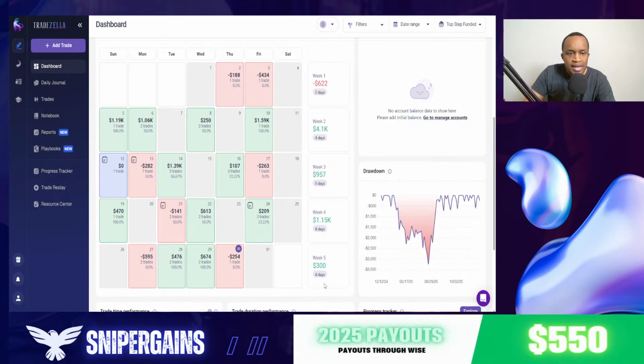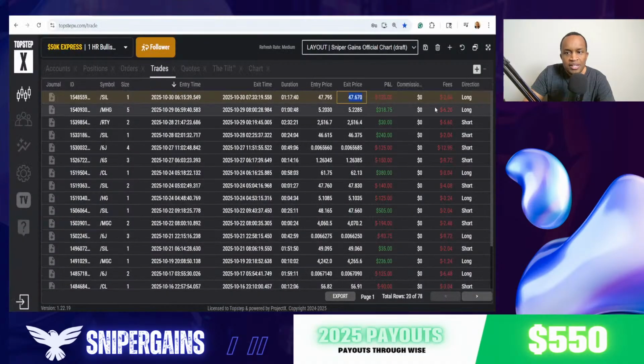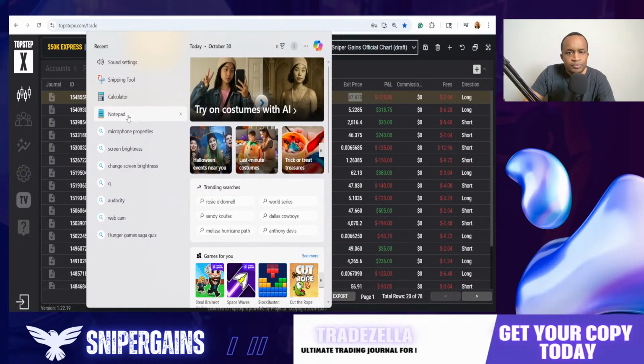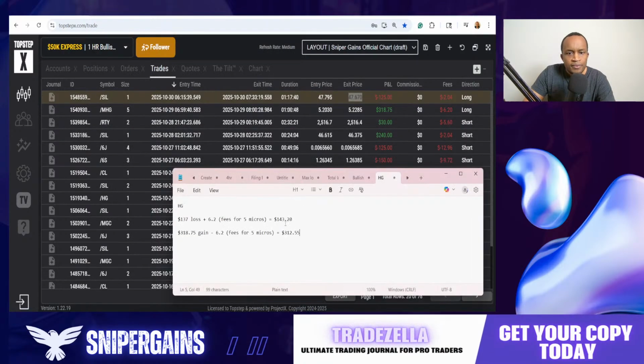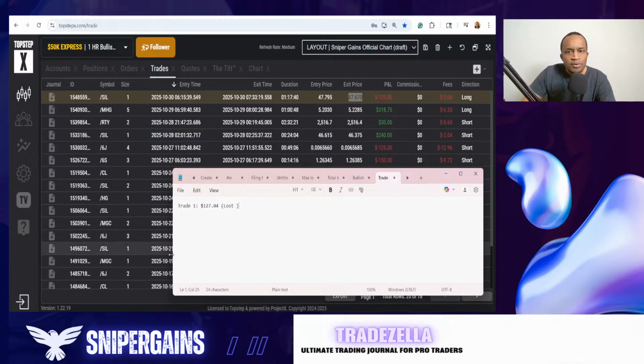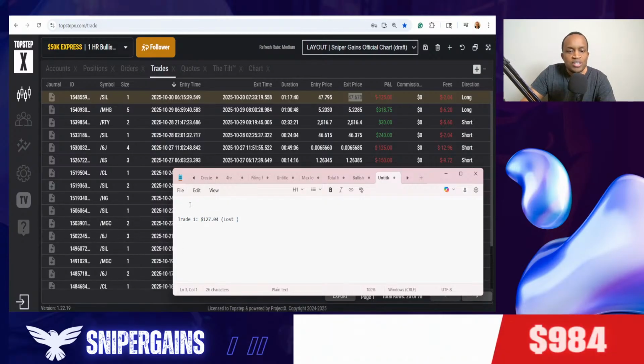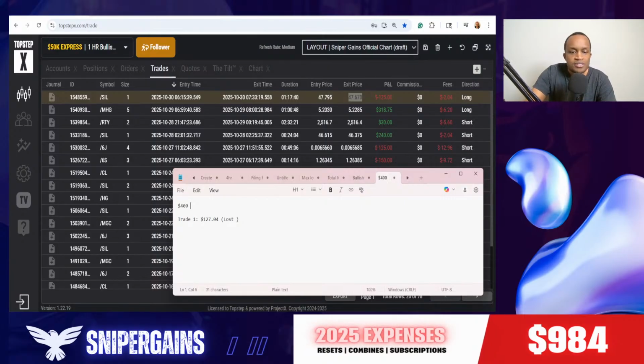So with that being said, we have 2 more slots available. Now this is where the risk management part of it comes in. So we're going to pull up our notepad. So in the notepad, we just say trade 1, we lost $127.04. And because my starting balance was above 4,000, the maximum I can lose in a day is $400.